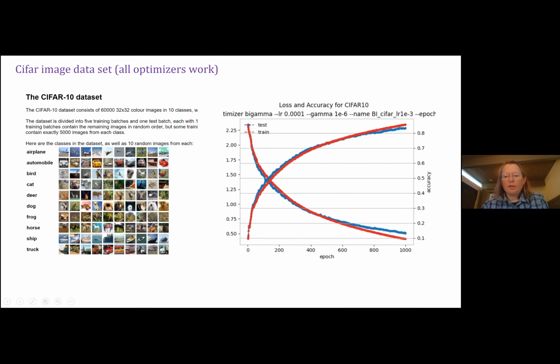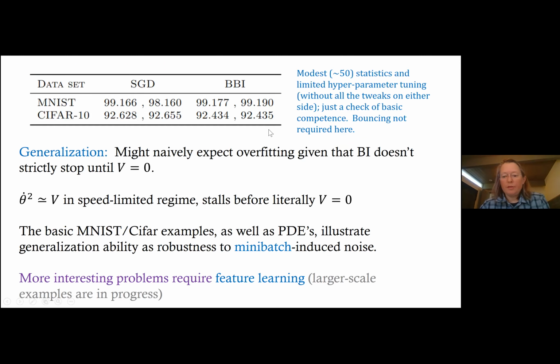Now we can ask, what is this doing on the very basic, somewhat old-fashioned benchmarks for machine learning? It works for CIFAR and it works for MNIST. That's saying that it's not failing to generalize and that it's able to deal with noise. Again, this is small statistics; we're resource limited so far.